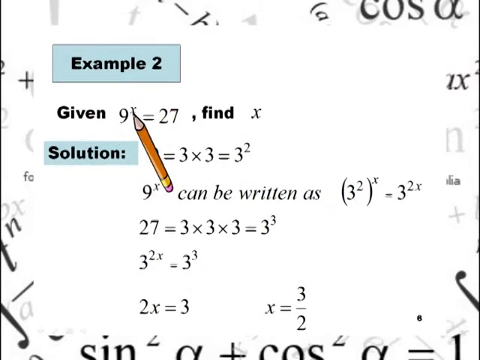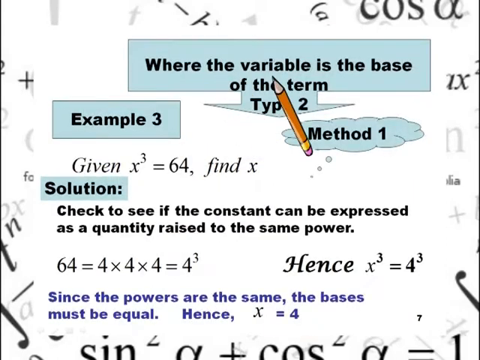Example 2. Given 9 raised to the x power equals 27, find x. Solution: 9 equals 3 by 3, which is equal to 3 squared. 9 to the x can be written as 3 squared raised to the x power, which is equal to 3 to the 2x. 27 equals 3 by 3 by 3, which is equal to 3 cubed. 3 to the 2x equals 3 cubed. 2x equals 3. x is equal to 3 upon 2.